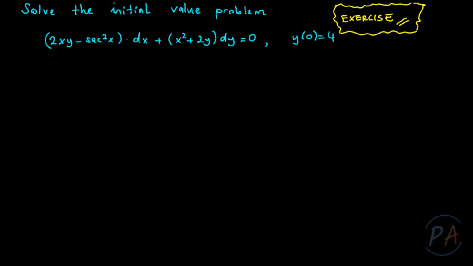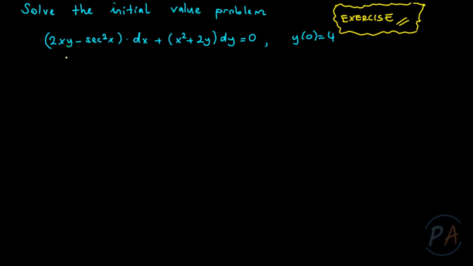In this example, we solve an initial value problem for a first order differential equation given as (2xy − sec²x) dx + (x² + 2y) dy = 0 with the initial data y(0) = 4. Okay, now since it is in the derivative form, let me check.